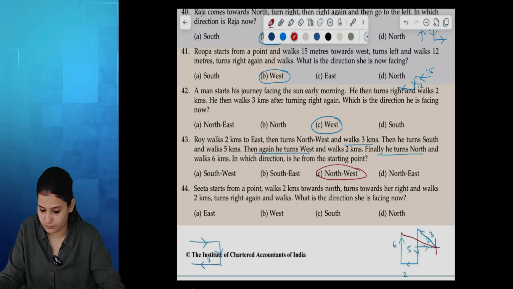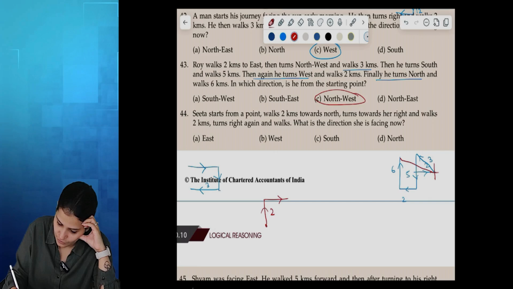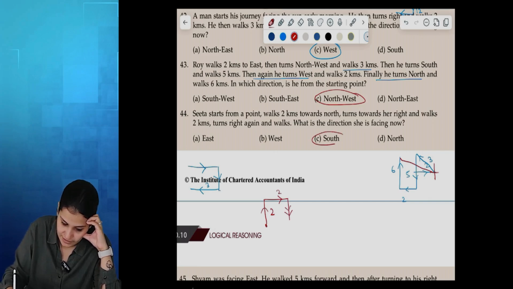44. South. Sita starts from a point, walks 2 kilometers north, then turns right and walks 2 kilometers, right again and walks. She is now moving in the south side.